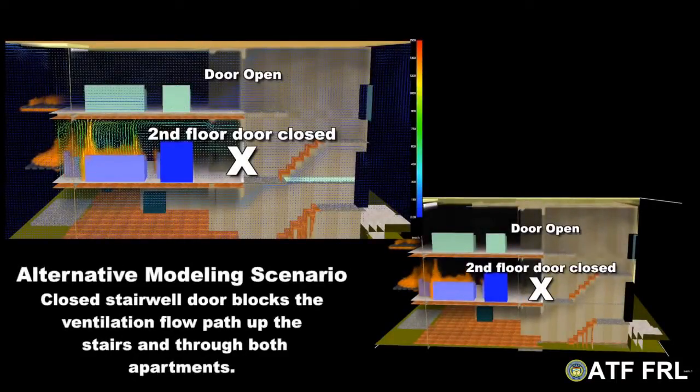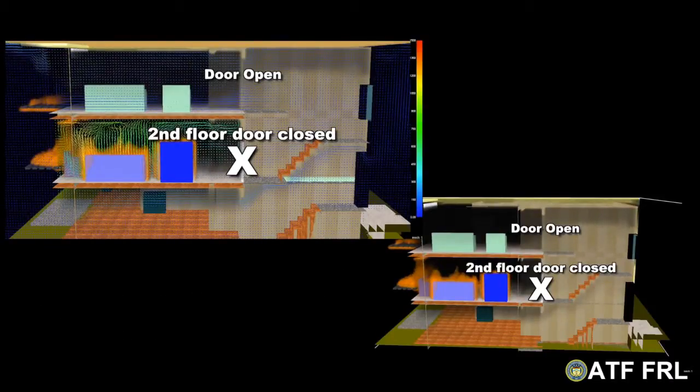The model indicates that closing the second level apartment door prevents the flow of smoke, heat, and other products of combustion from entering the stairwell, thus preventing flashover of the stairwell and the third level. As long as the second floor entry door remains shut, the model indicates that conditions within the stairwell and the third floor remain tenable for firefighters, even if the third floor apartment entry door remains open.